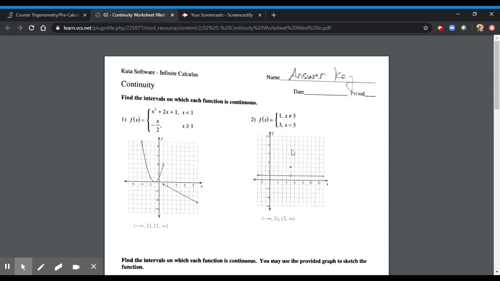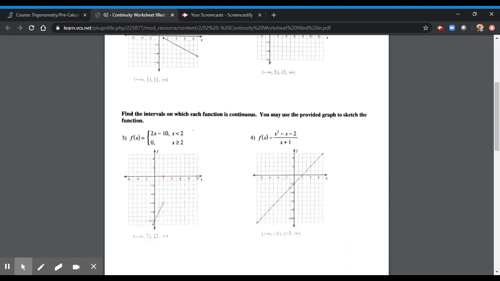All right, find the intervals on which each function here is continuous. f of x is equal to 1 if x is not equal to 5, or f of x equals 3 at x equals 5. You can see right here at x equals 5, we have a hole in the graph, and it would not be continuous there. So from negative infinity to 5, and then from 5 to infinity.